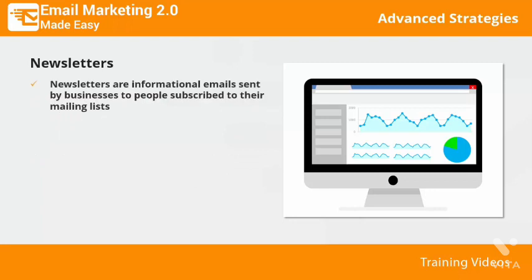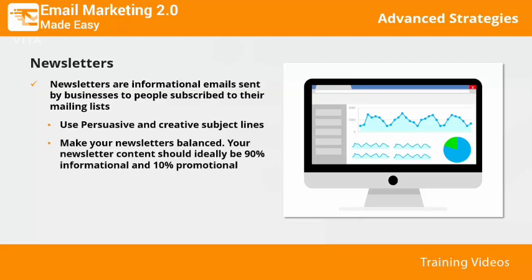Newsletters. Newsletters are informational emails sent by businesses to people subscribed to their mailing lists. These informational emails are used to send people information about promotions, new products, and general updates. Up to 90% of people prefer to be updated about businesses through email, so here are some tips for writing results-oriented newsletters. Use persuasive and creative subject lines.